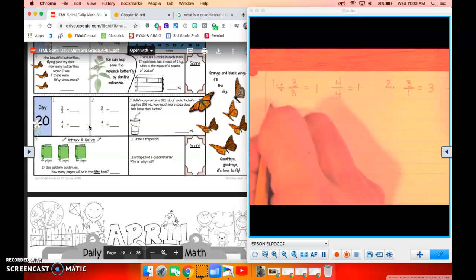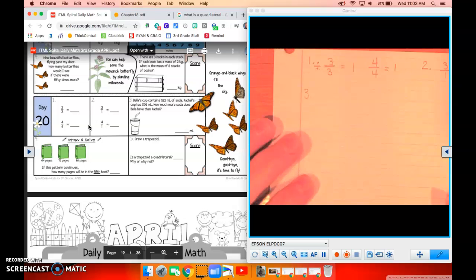Number 3. Bella's cup contains 522 milliliters of soda. Rachel's cup has 376 milliliters. How much more? Oh, that sounds like a comparing problem. Probably going to be subtraction. How much more soda does Bella have than Rachel? Well, Bella does have more. How much more? That's what we got to figure out.